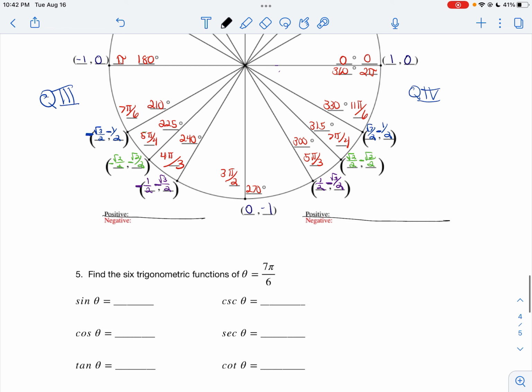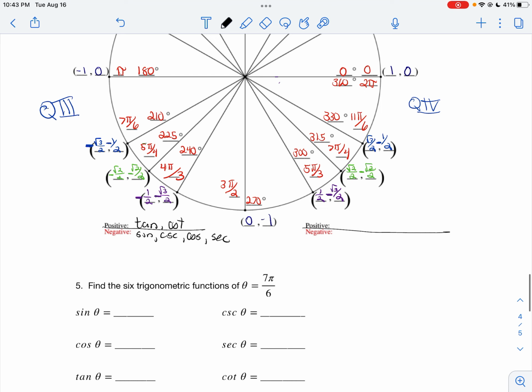Okay. In quadrant 3, your y value is negative, so that means sine is negative. Its reciprocal cosecant is negative. Your x value is negative, so that means cosine is negative, and its reciprocal secant is negative. Y divided by x, negative divided by negative gives you a positive, so tangent is positive and cotangent is positive.